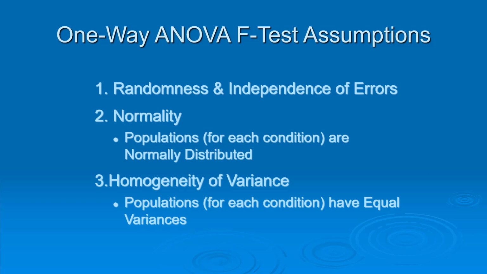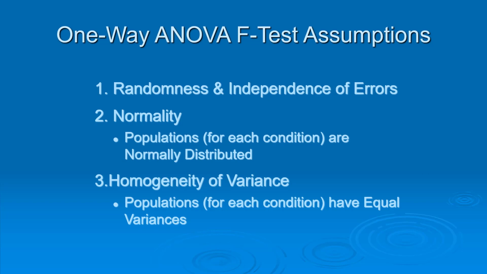Even if they didn't, moderate violation of normality isn't problematic as long as the sample sizes are large enough. Let's say at least 10 observations in each group. If the sample sizes are small and very skewed, you should use a non-parametric test instead.